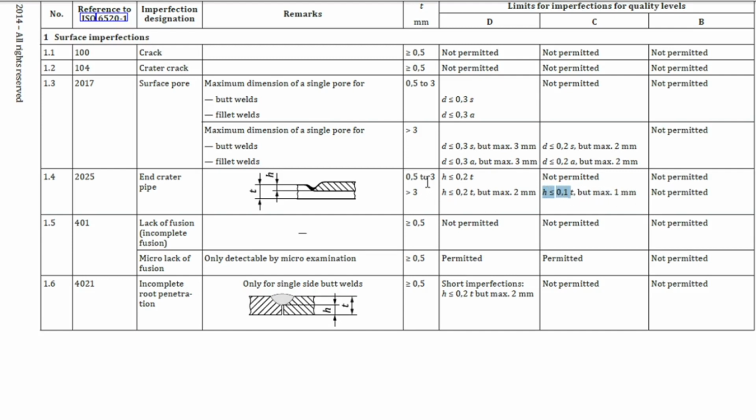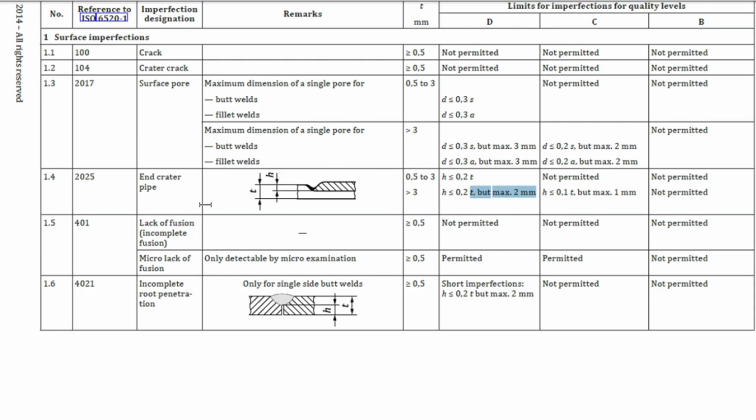Okay, then for quality level D, height is less than or equal to 0.2 t if the thickness is 0.5 to 3 mm, and if the thickness is greater than 3 mm, then for quality level D the acceptable criteria will be height h less than or equal to 0.2 t, but maximum 2 mm, so it cannot exceed 2 mm. So this is for the crater pipe.